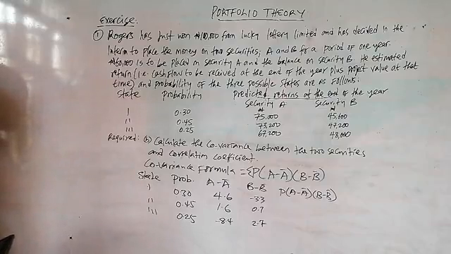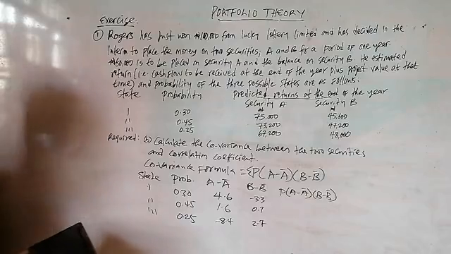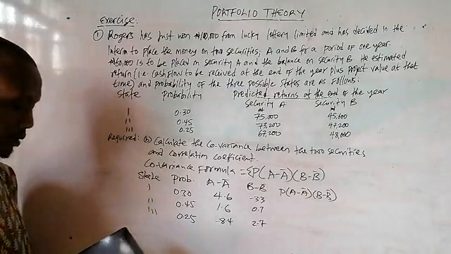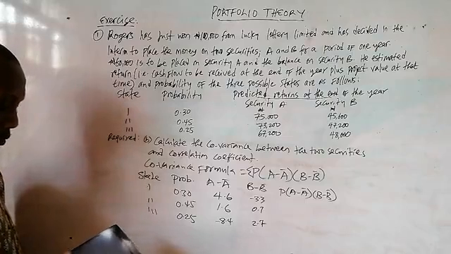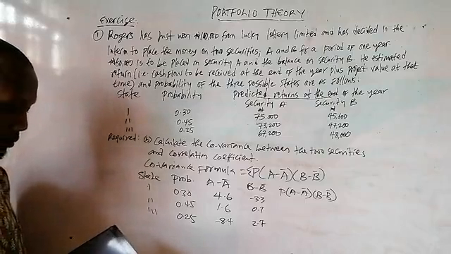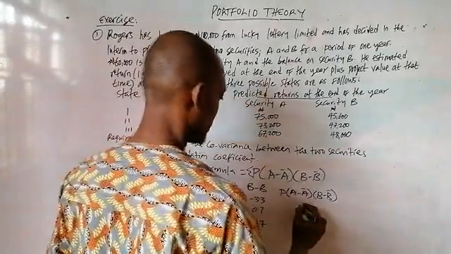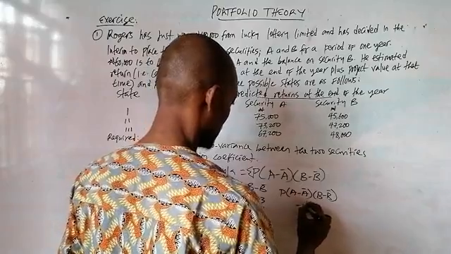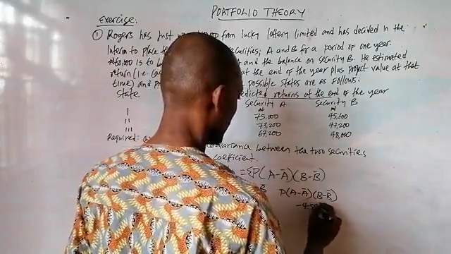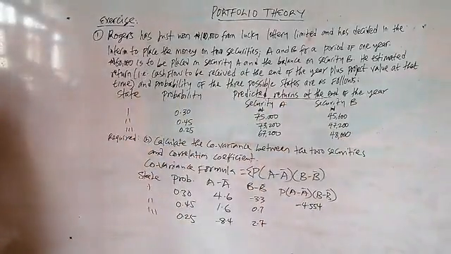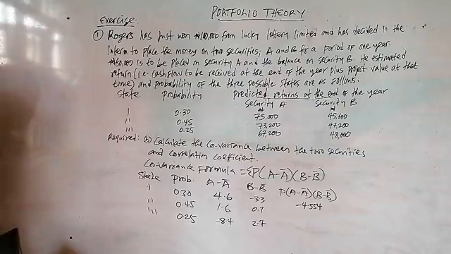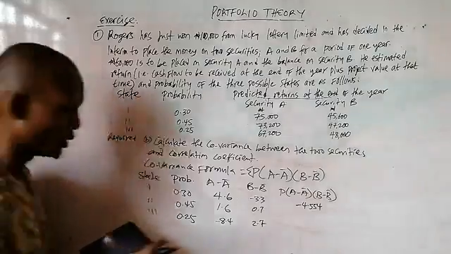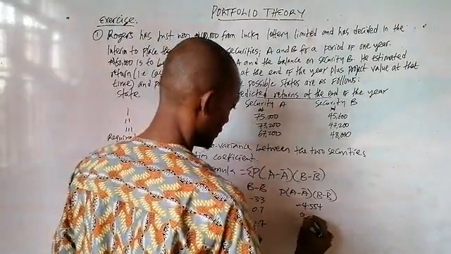Let's quickly solve for it. Let's use our calculator. 2.3 multiplied by 4.6 multiplied by 3.3 minus 3.3. So we have minus 4.554, minus 4.554. So 0.45 multiplied by 1.6 multiplied by 0.7. So we have 0.504.